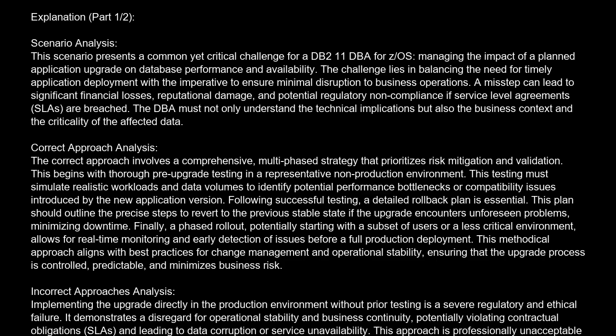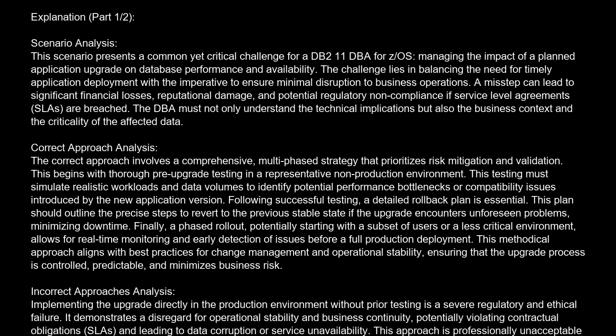common yet critical challenge for a DB2 DBA for z/OS: managing the impact of a planned application upgrade on database performance and availability. The challenge lies in balancing the need for timely application deployment with the imperative to ensure minimal disruption to business operations. A misstep can lead to significant financial losses, reputational damage, and potential regulatory noncompliance if service-level agreements, SLAs, are breached. The DBA must not only understand the technical implications, but also the business context and the criticality of the affected data.